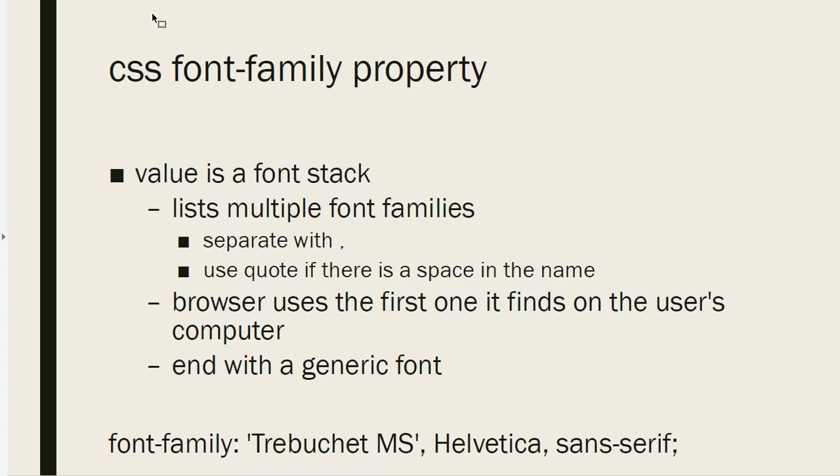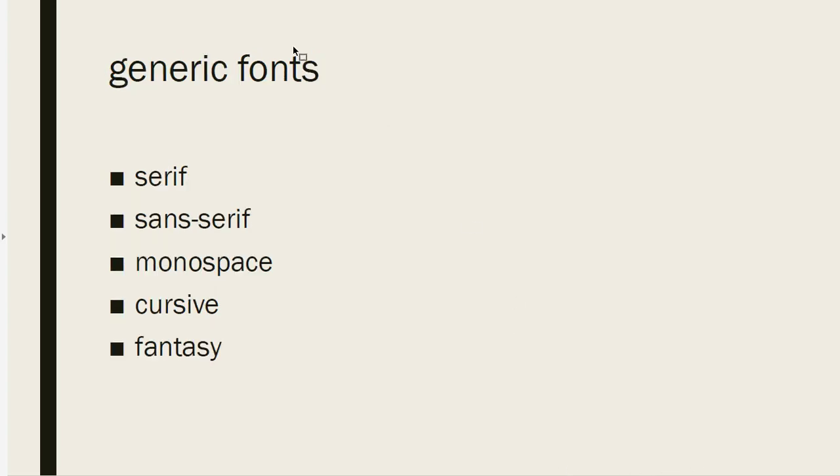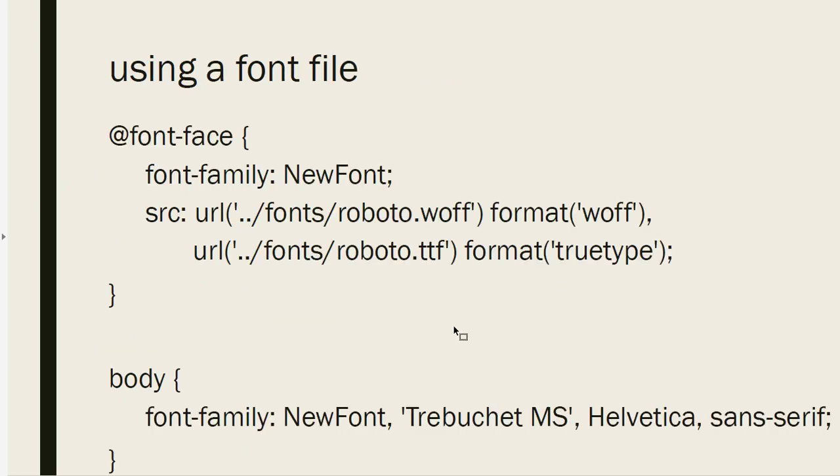We learned about the font family property, that this is a list of different font families called a font stack. And the browser uses the first one that it can find. And it finds them on the user's machine first, and then if it can't find that, it'll use that last one, the generic one. And here are the generic fonts.